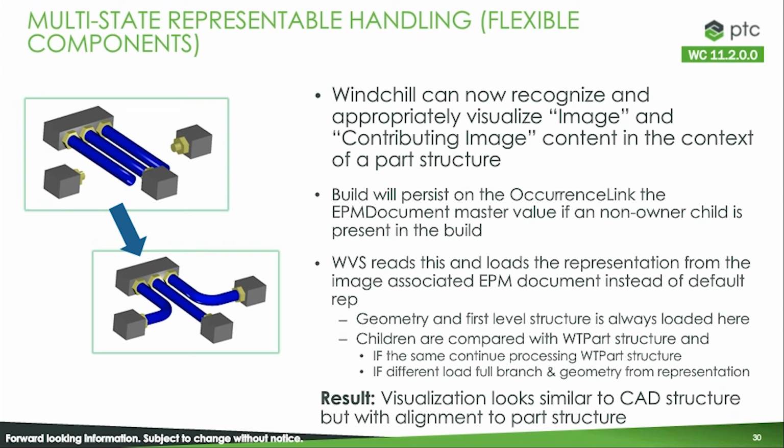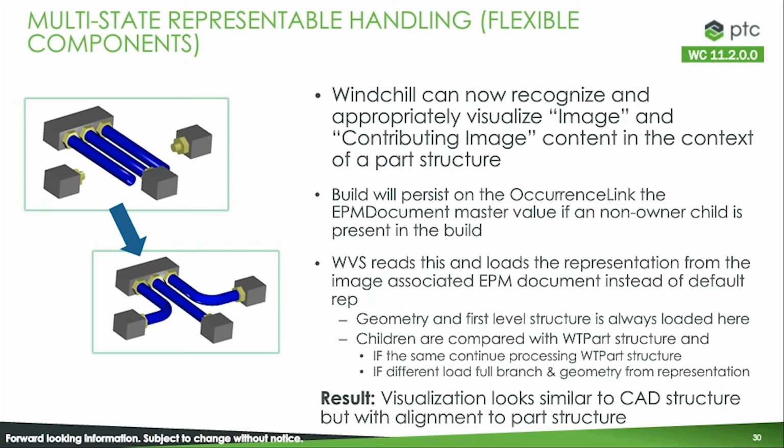But because the assembly contained these other CAD models, it will persist onto the occurrence link the EPM document master that's associated with those. What that gets us is we know when a particular occurrence in the part structure needs to go to a different CAD model to get its representation. We store the master because we still want to use the CAD model that's associated to the right version of the part that's in the structure. So we can go to that version of the part in the structure and identify which version of the CAD document is associated with that version, and the result is that you get the actual right representation.